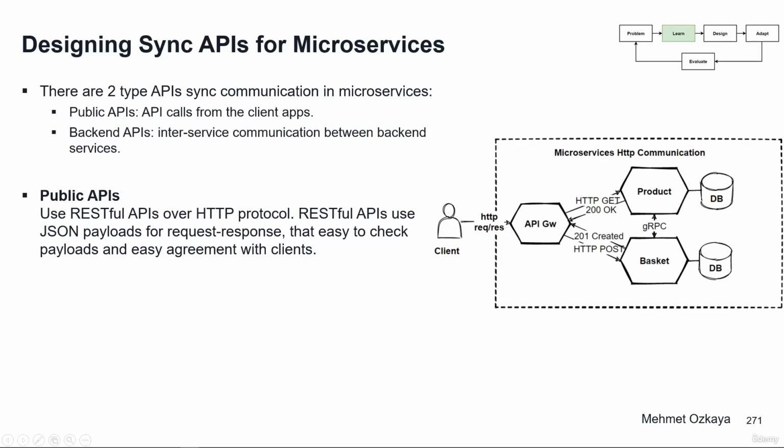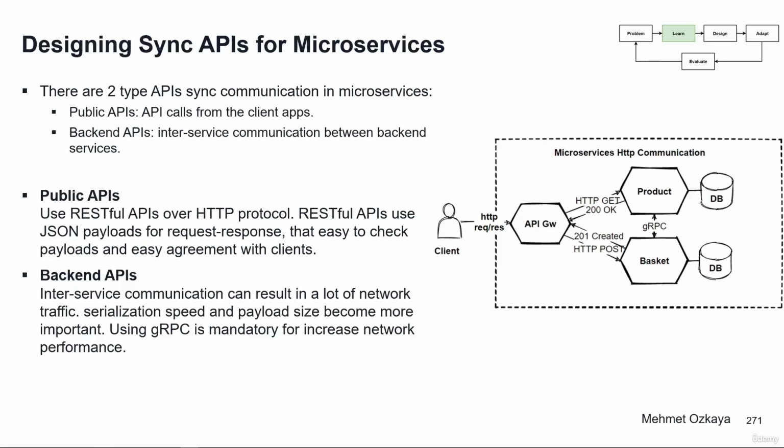And there are also backend APIs, where we need to consider network performance instead of easily readable JSON payloads. Inter-service communication can result in a lot of network traffic. For that reason, serialization speed and payload size become more important. So for the backend APIs, protocols that support binary serialization should be implemented. The protocol alternative is using gRPC or other binary protocols.